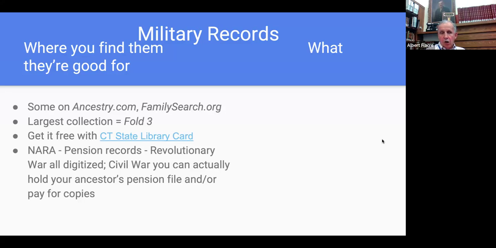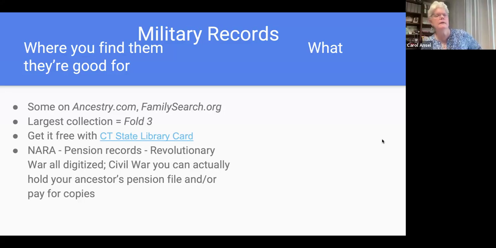But regardless, the pension files are great sources of information. Yeah, the widows particularly had to prove that they were married to that person. So you can find specific genealogical records in those files, not just military details.